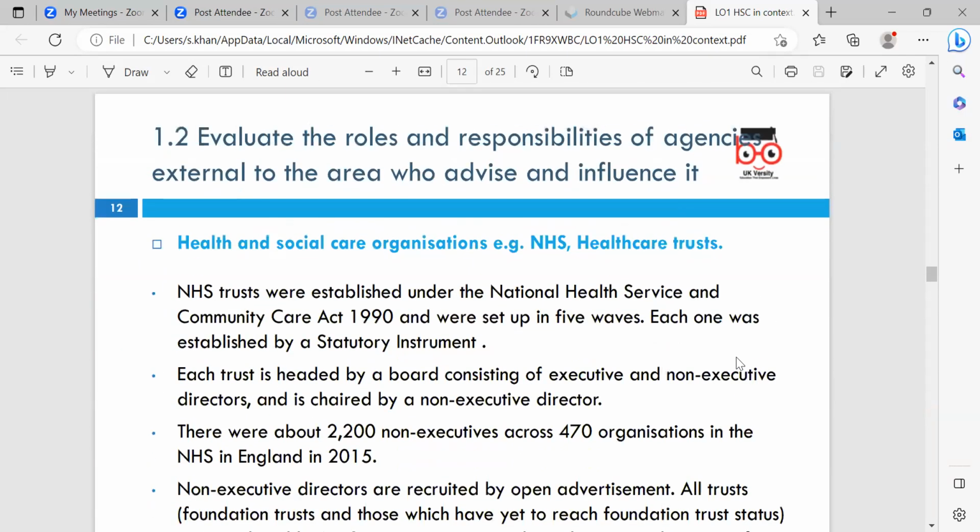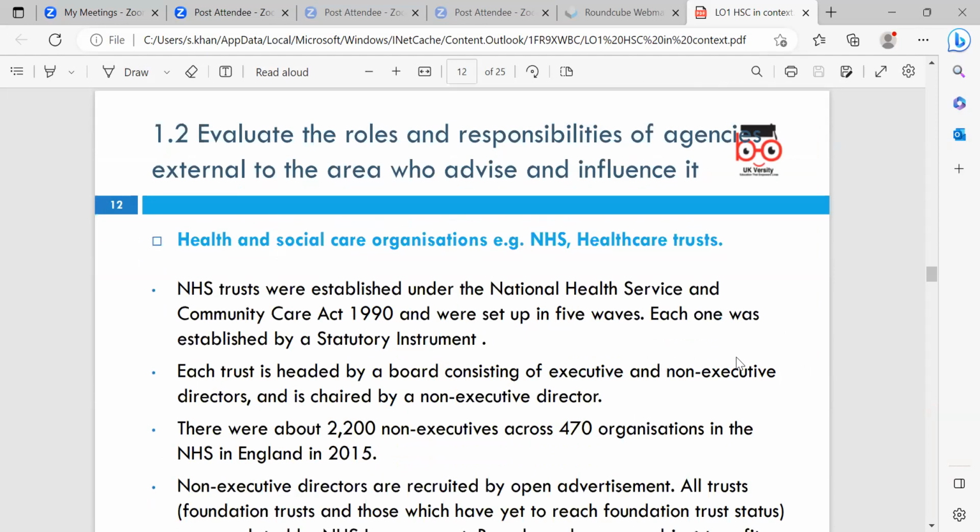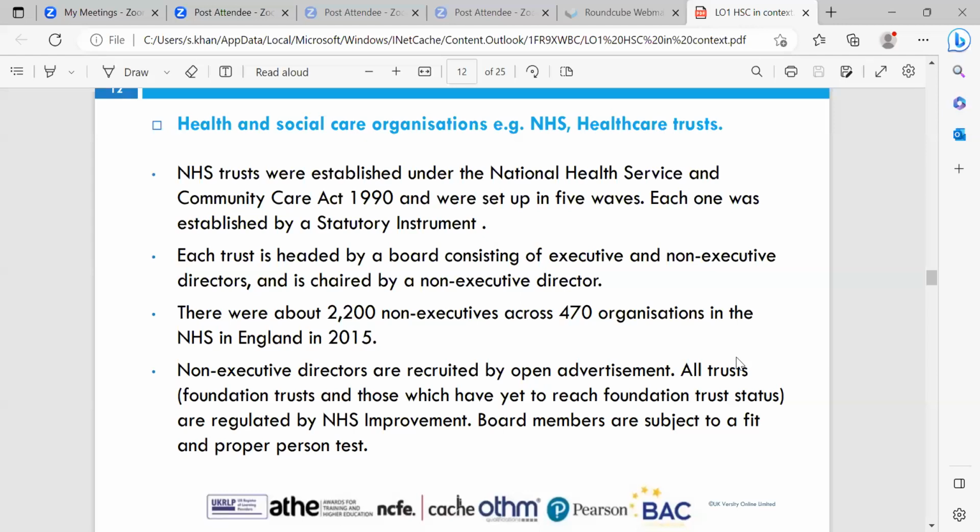1.2, evaluate the roles and responsibilities of agencies external to the area who advise and influence it. Health and social care organisations, for example, the NHS, healthcare trusts. NHS Trusts were established from the National Health Service and Community Care Act 1990 and were set up in 5 waves. Each one was established by statutory instrument. Each trust is headed by a board consisting of executive and non-executive directors and is chaired by a non-executive director.